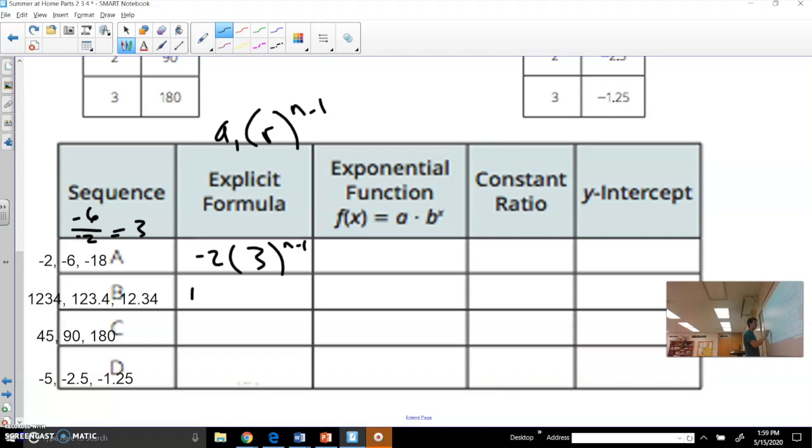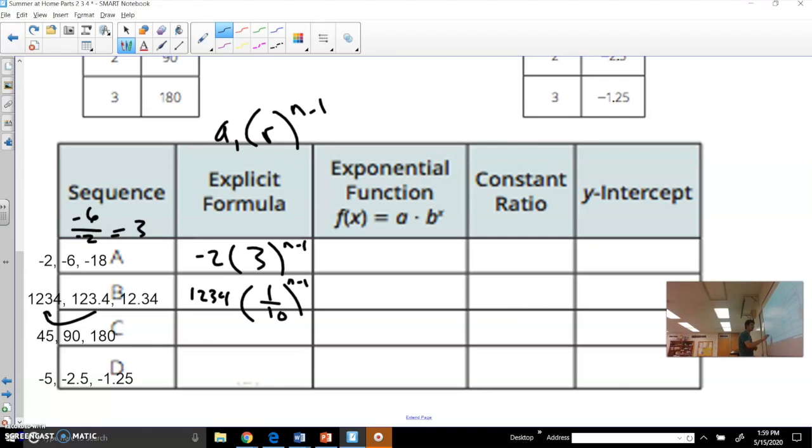The next one I start with 1, 0.1, 0.01, 0.001. And if I was to divide that second number by that first number, or if we just really look at what's going on with the decimals here, it's almost like you're dividing by 10. Really, it's like you're multiplying by 1/10. And then your power is still n-1.